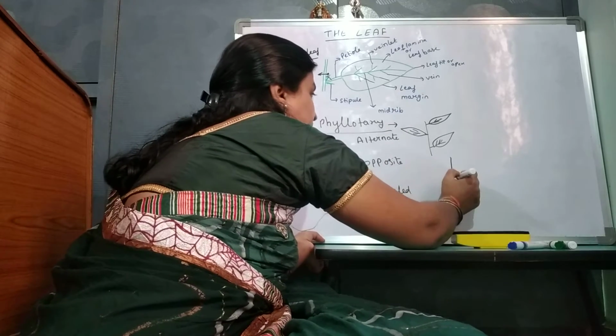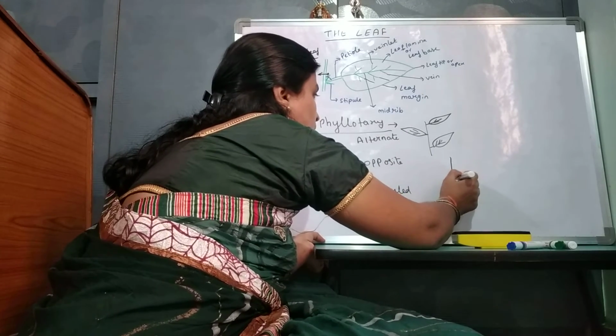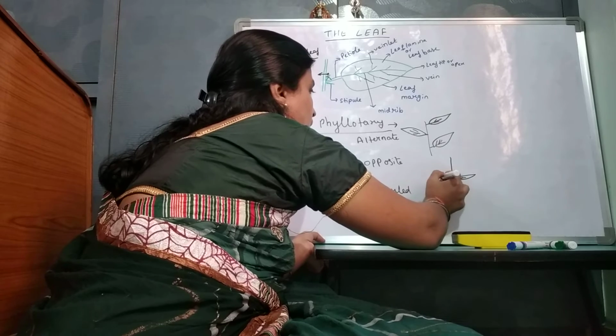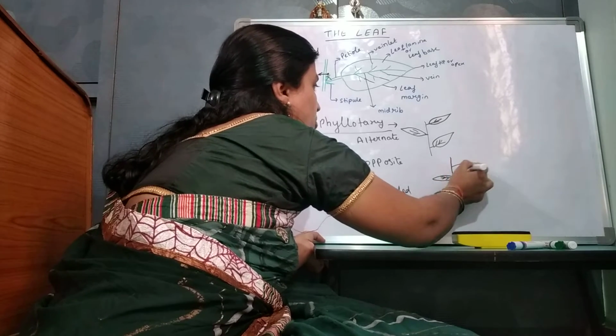In opposite phyllotaxy, at every node two leaves arise opposite to each other.